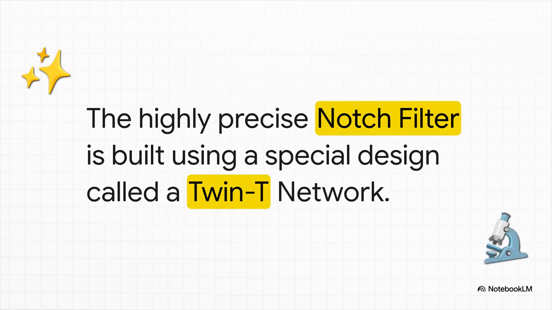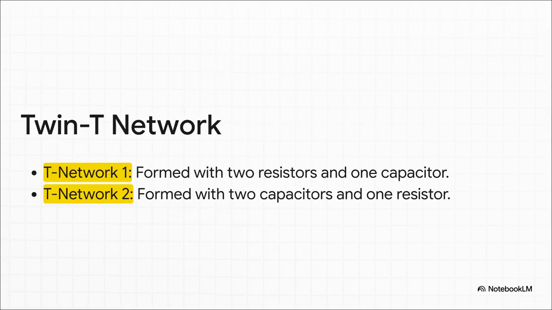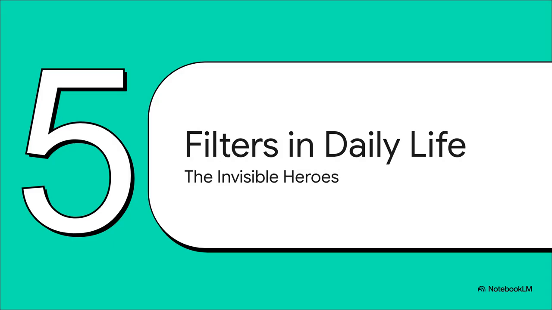The super precise notch filter, though, needs a more specialized design. It uses a passive circuit called a twin T network, which is amazing at targeting one and only one single frequency. And the name, twin T, comes from its structure. It's literally two T-shaped circuits working against each other. At one very specific frequency, the signals from these two paths perfectly cancel each other out. And by choosing the exact right resistors and capacitors, engineers can pinpoint the exact frequency they want to notch out. It's really clever stuff.